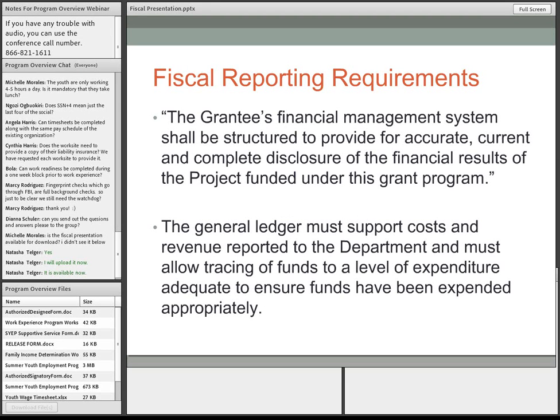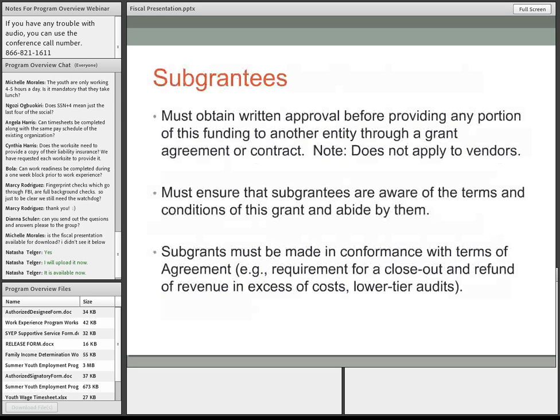Okay, once again, like the fiscal reporting requirements, and this is actually probably in your grant agreement. So if you read that, in fact, I think the statement actually did come from the grant agreement. Your grantee's financial management system shall be structured to provide for accurate, current, and complete disclosure of the financial results of the project funded under this grant program. Your general ledger must support costs and revenue that are reported to the department, and must allow the tracing of the funds to the level of expenditure adequate for us to ensure that those funds have been expended appropriately and for the grant activities that are outlined in your scope of work.